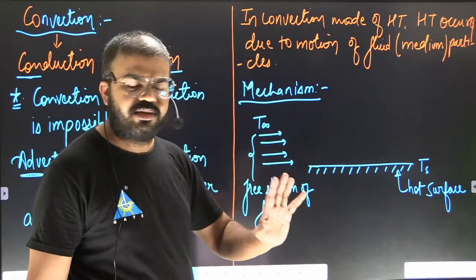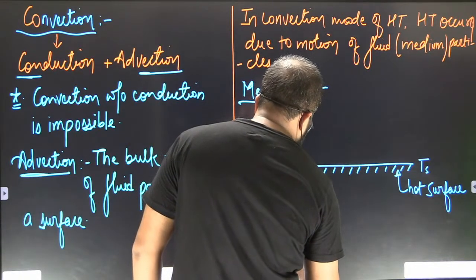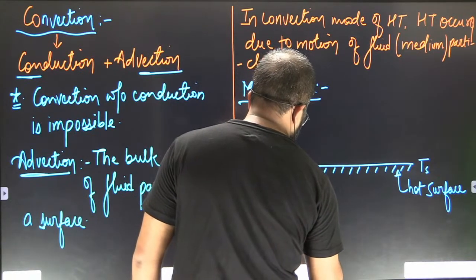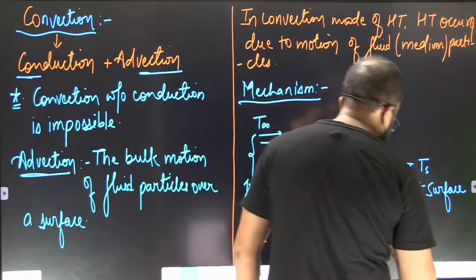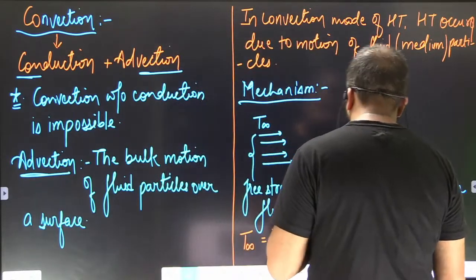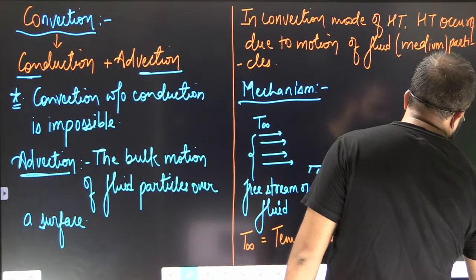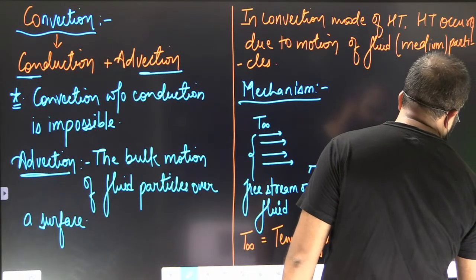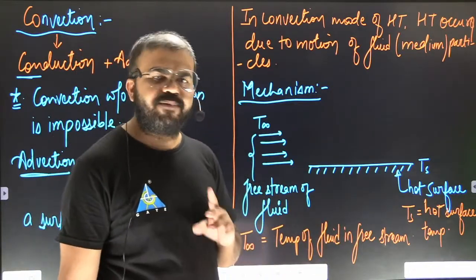Problem clear? What is T infinity? T infinity is the free stream temperature of the fluid in the free stream. This you might have studied in your boundary layer, where we used to have U infinity, the free stream velocity. And what is Ts? It is nothing but the hot surface temperature.